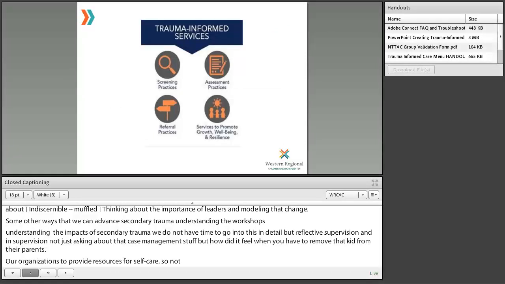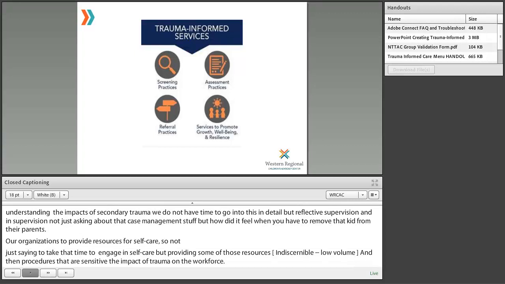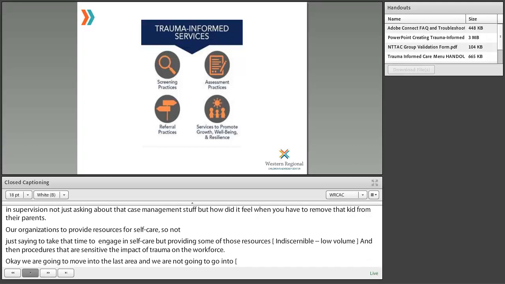Okay, we are going to move into the last area, and we're not going to go into detail like we've been doing with some of those other key elements, because not all of these elements relate to everyone on the call, but I do want to highlight some of these and talk about them. So again, a trauma-informed organization is one that has and provides trauma-informed services to the extent that it fits your organization.